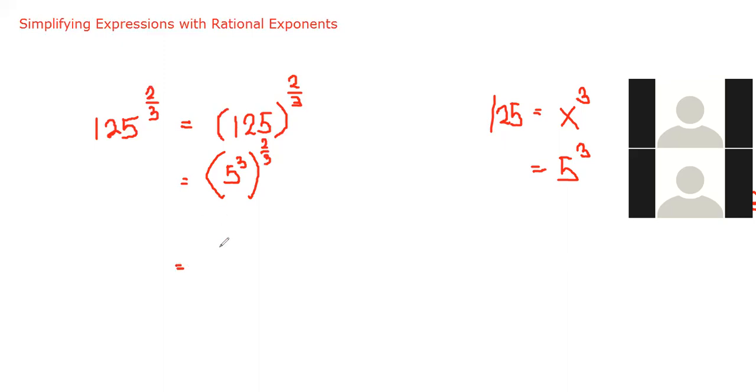Okay. So, copy natin si 5. Then, pag-multiply natin yung 3 times 2 over 3. This is the exponent. So, cancel nyo na lang ito. Cancel ito. So, meron tayong 5 raised to 2. And 5 raised to 2, what is 5 raised to 2? Five squared. Or simply, 5 times 5, diba? So, that is 25.